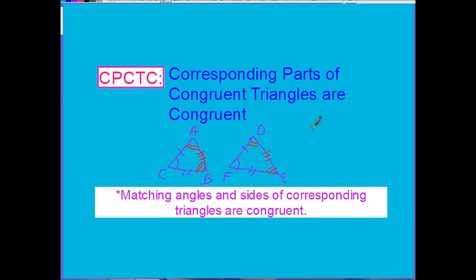We can say once our triangles are congruent, that any of those pieces that weren't stated, angle A is congruent to angle D, angle B is congruent to angle E, and side AB is congruent to side DE. And all of those would be by CP/CTC. Again, CP/CTC has to come after triangle congruency.